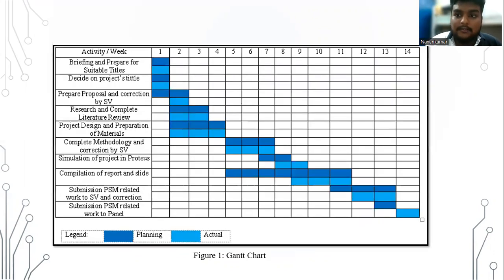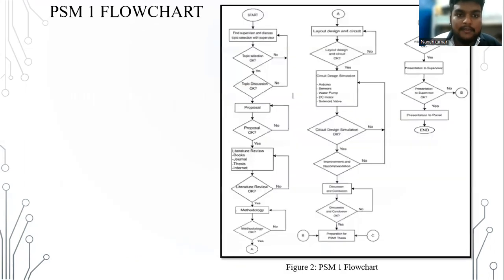So next, this is my Gantt chart. Every week we have to update everything according to this Gantt chart. Next is my PSM flow chart. As we can see, everything in this flowchart goes according to the plan.